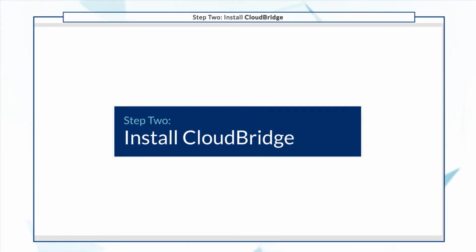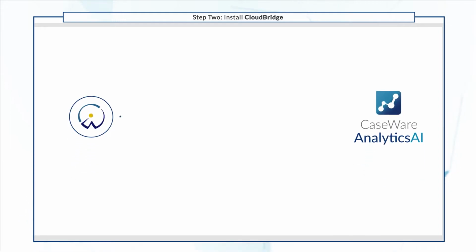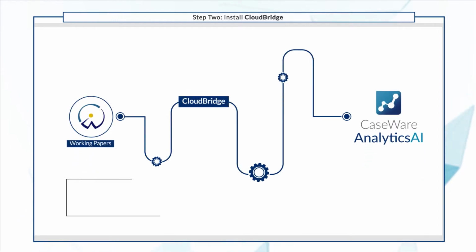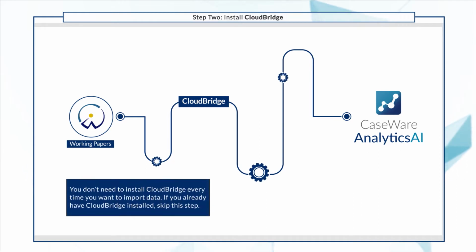Next, install Cloudbridge. This is a utility that enables you to transfer data from working papers to AnalyticsAI. Note that you don't have to install Cloudbridge every time that you want to import data. If you already have it installed, you can skip this step.